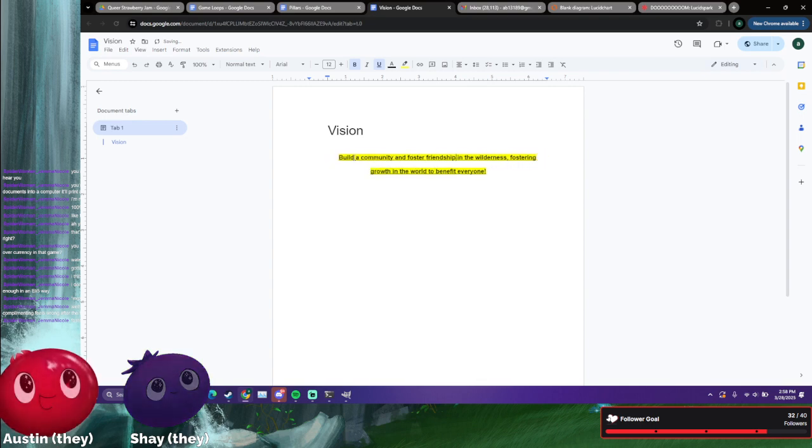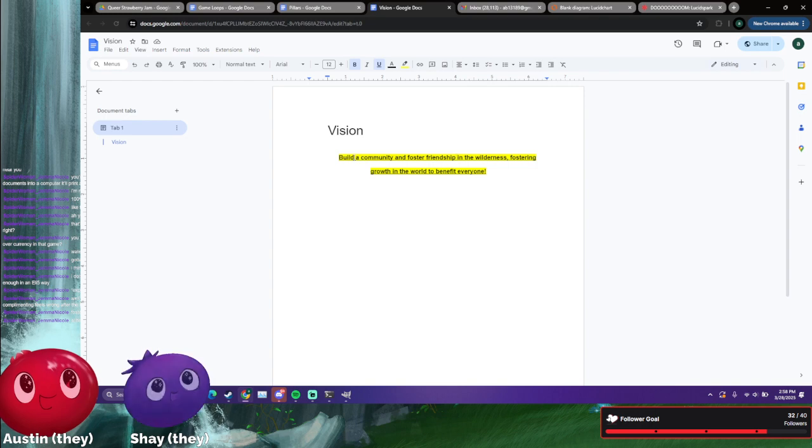What about this? Build a community and foster friendship in the wilderness. Because I like having the word community first, because to me, that is the focus, more core than the individual relationships that friendship entails. So I like having community be the earlier word. Because also building a community is both building the social network that is a community, but also physically building the space that is a community, because both of those are a large part of this game.